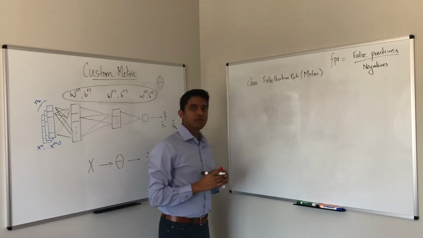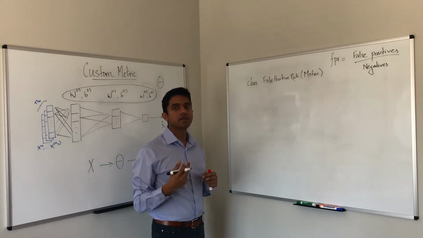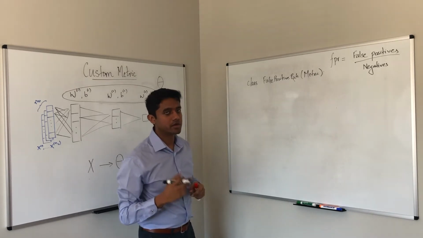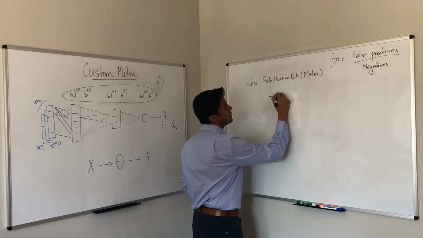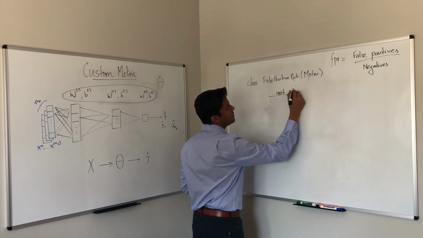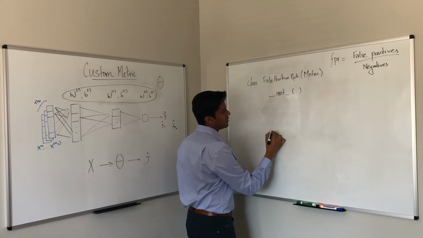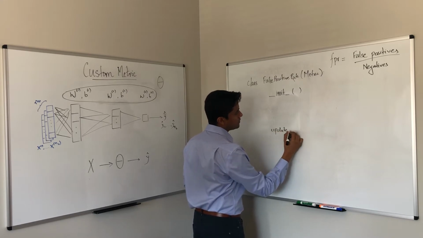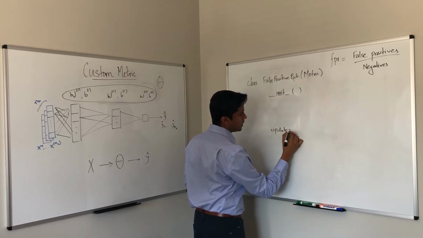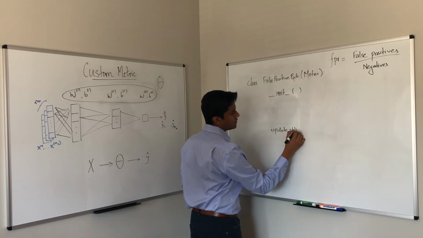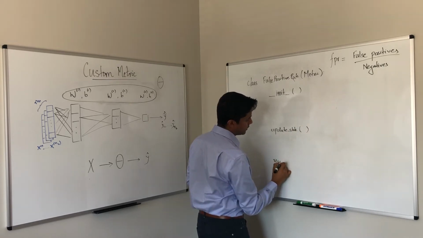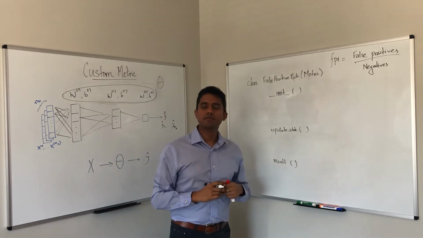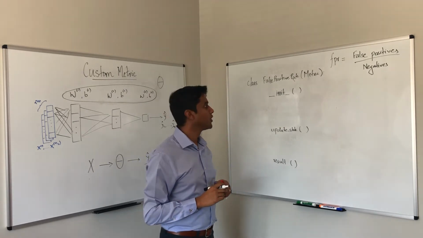Now, when I'm customizing my metric, there are three definitions that I have to override or define for my customization, and they are: one is init, the other one is update, and I think it is update state, and finally result. These are the three definitions that I have to overwrite here.